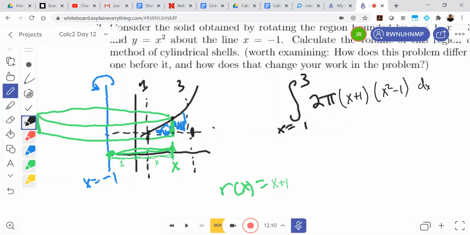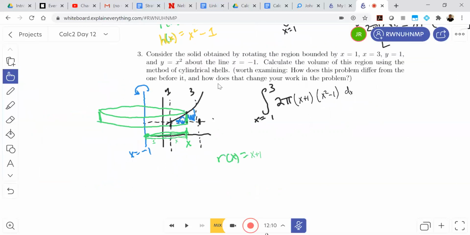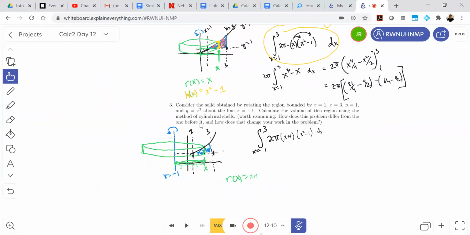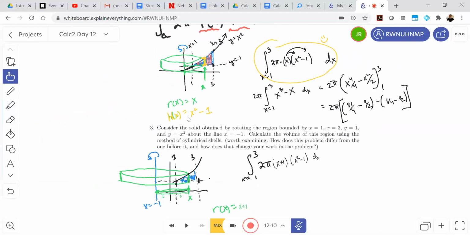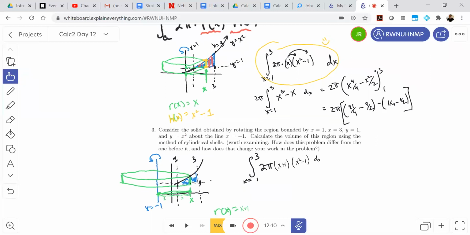I think looking at these two problems side by side and noticing the subtle difference between them is really valuable. So I do want to pause here to see if anybody has any questions or anything that we should talk about further. In particular, changing the axis of rotation didn't change the bounds of integration, right? We were still integrating from this x value up to this x value here. So x equals 1 to 3. We are still taking an arbitrary x in there. The height at that x was the same. It was just the radius that changed.